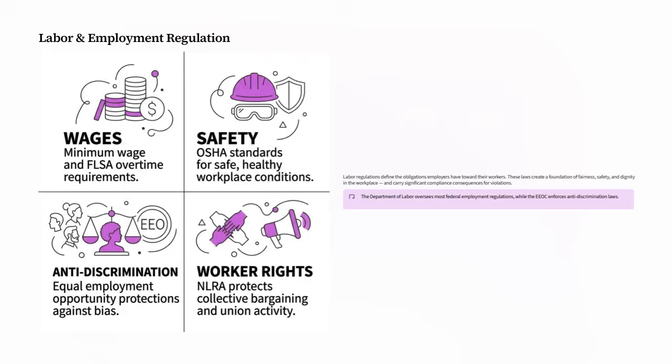Labor and employment regulations define what employers owe their workers, creating a framework for fairness, safety, and dignity in the workplace. These requirements are more than broad principles. They create specific compliance responsibilities, and violations can carry significant consequences. At the federal level, the Department of Labor oversees most employment regulations. The Equal Employment Opportunity Commission, or EEOC, focuses specifically on enforcing anti-discrimination laws. Together, these agencies help establish and enforce the standards that shape workplace practices.